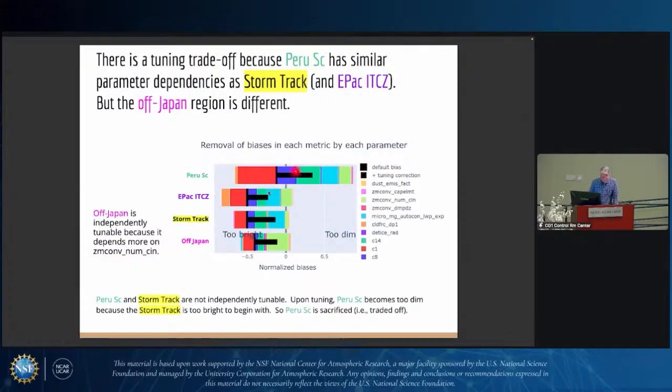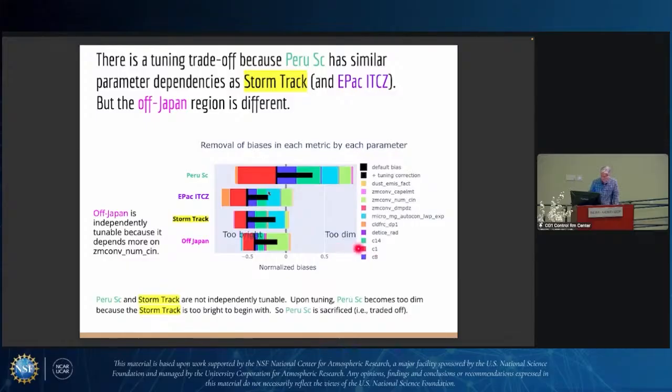We can get some insight by looking at this chart of biases in different regions. So what we see is in the storm track, there's a very strong bright bias to begin with. That's the vertical black bar. And in Peru, there's less of a bright bias, but it's still a bright bias. But after tuning, then the clouds are dimmed and brought closer to zero, where we want them for the storm track, and that's the end of this horizontal bar. But then, unfortunately, Peru is over-dimmed. It becomes too dim.